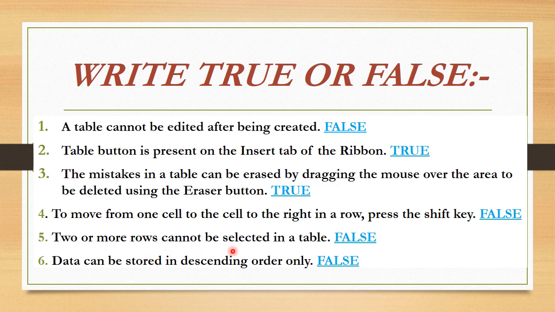Two or more rows cannot be selected in a table. Can two or more rows be selected? Yes. So in this statement, it is given that two or more rows cannot be selected, so it is false. Next, data can be sorted in descending order only. Is this true? No, it is not true. It is false because data can be sorted in descending or in ascending order both.